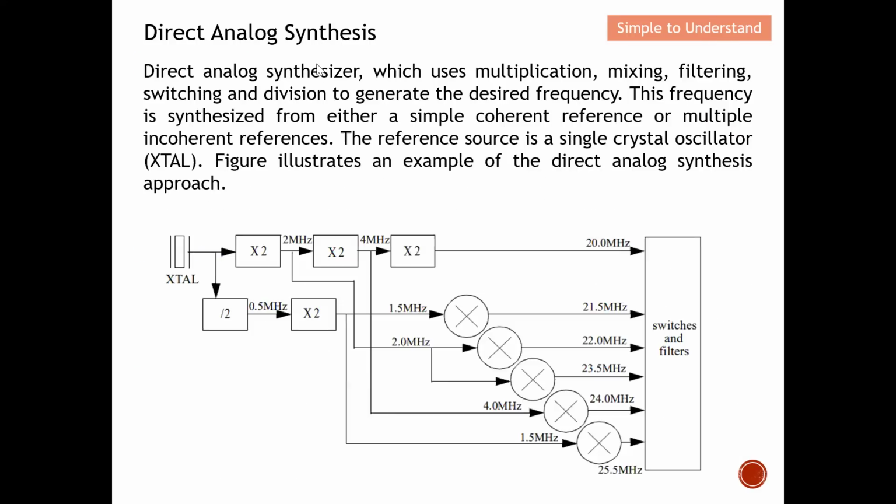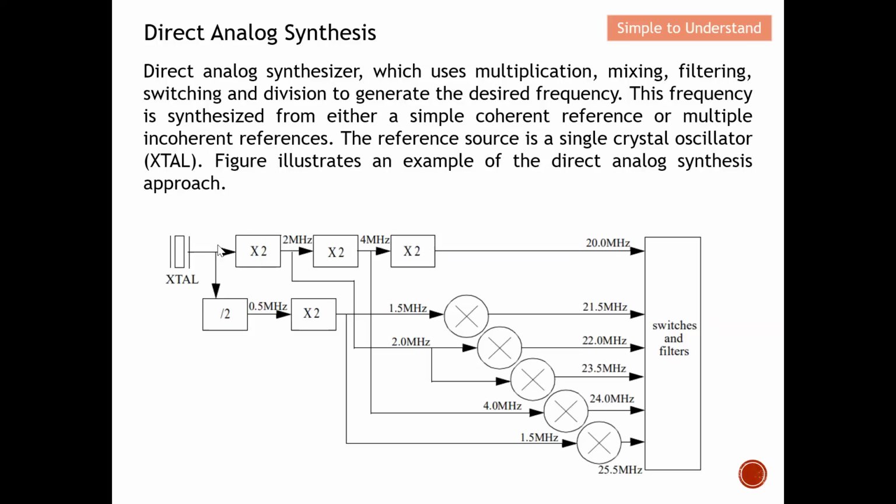Direct analog synthesizers use multiplication. You can see many forms of multiplication, many forms of mixing with a mixer, filtering to remove undesired signals, a lot of switching, and also maybe division, to generate the desired frequency. This frequency is synthesized from either a single coherent reference, which most of the time is a crystal, or from multiple incoherent references. The reference source, like I mentioned earlier on, can be a single crystal oscillator. This figure illustrates an example of the direct analog synthesis approach.